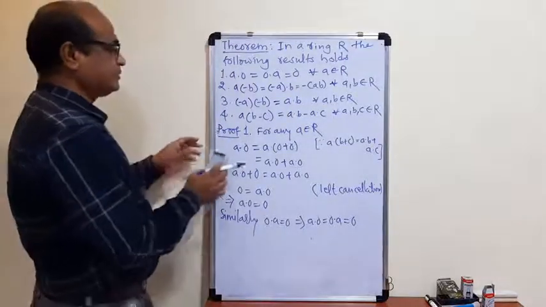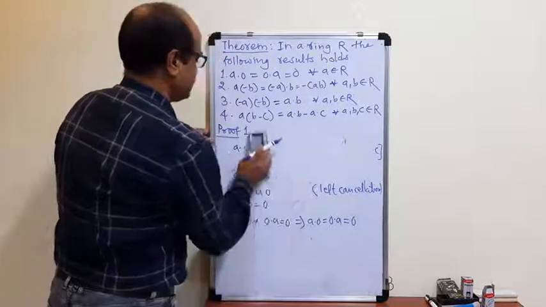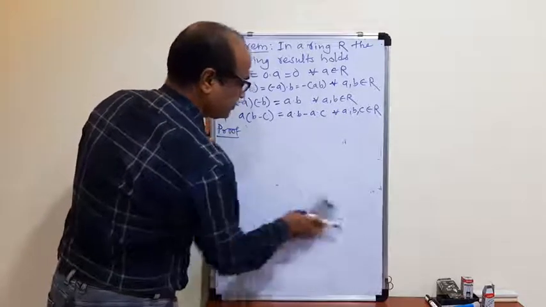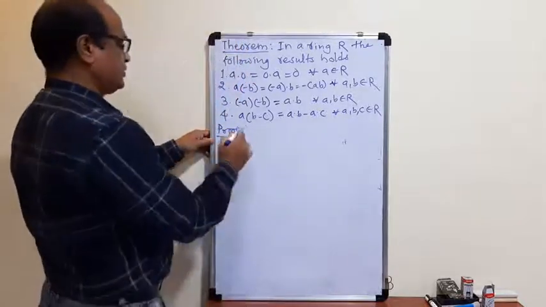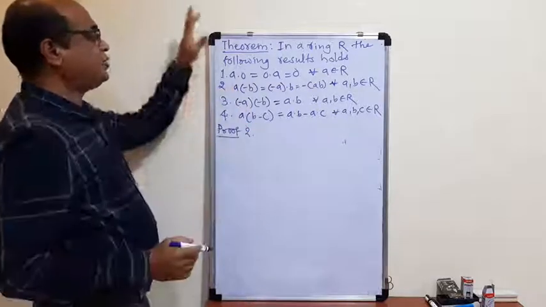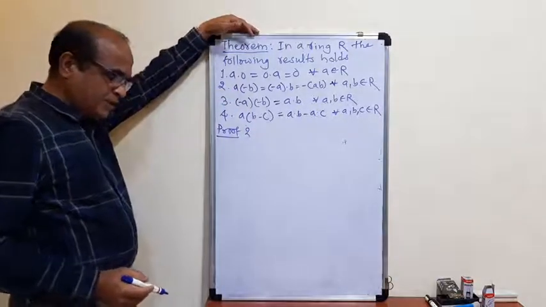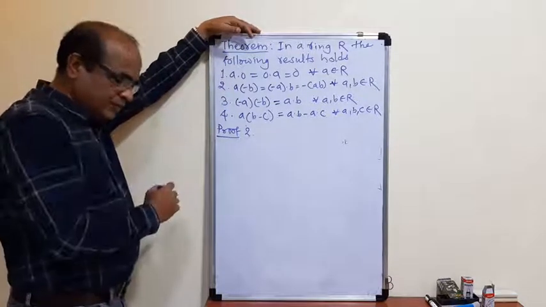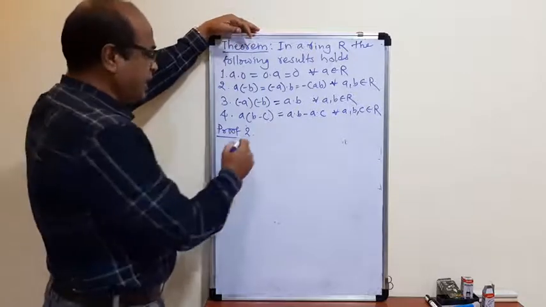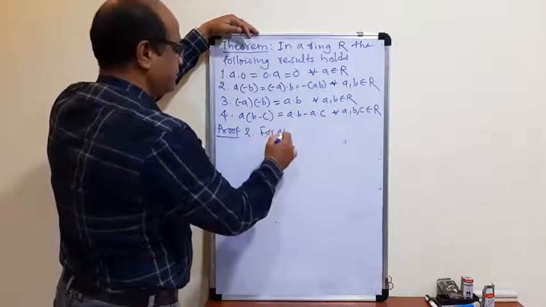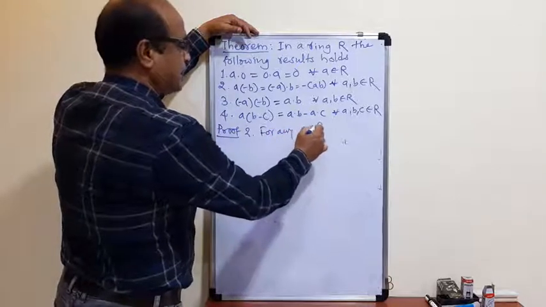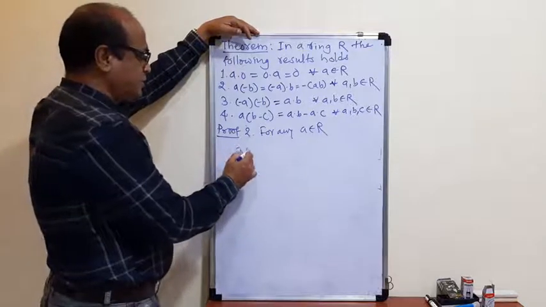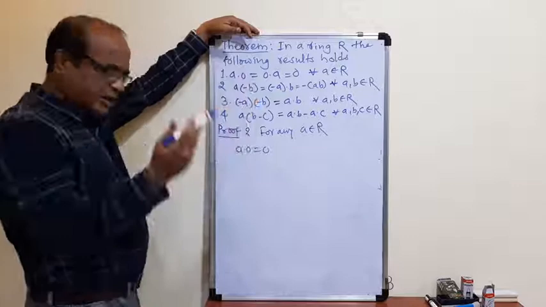So what is the second result? Result 2: A into minus B is equal to minus A into B is equal to minus AB, for all A, B belonging to R. Now we prove the second result. For any elements of the set R, where R is the ring, A into 0 is equal to 0. This is the first result, which we already proved.